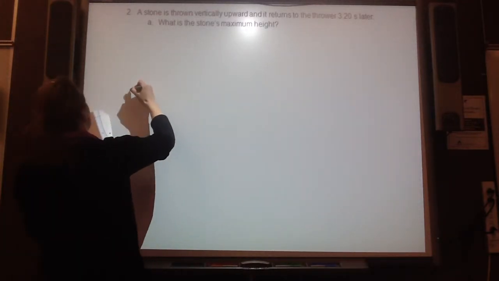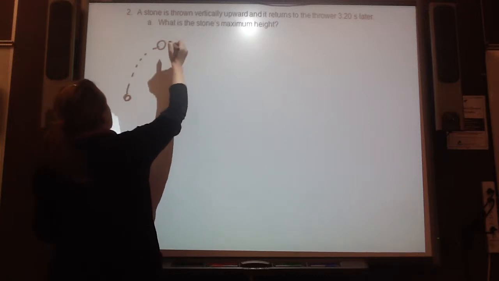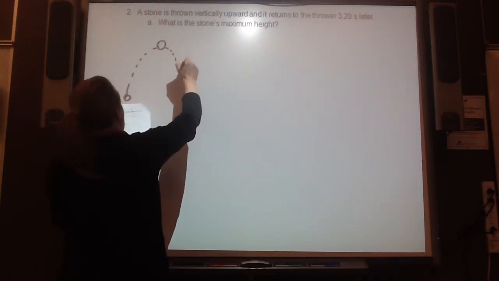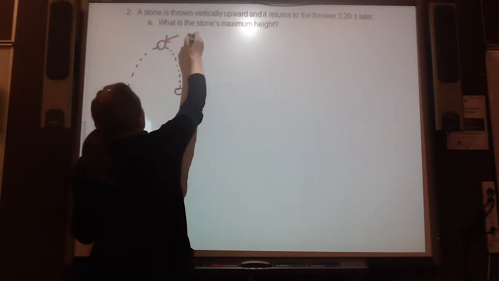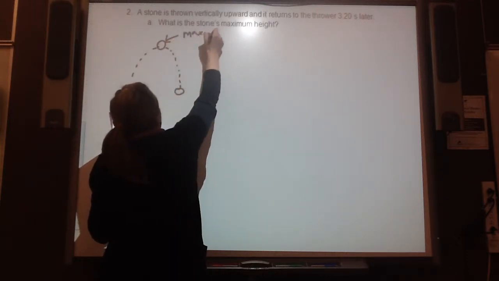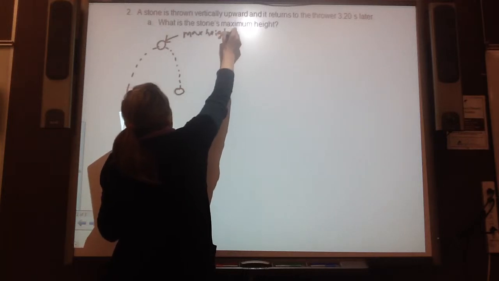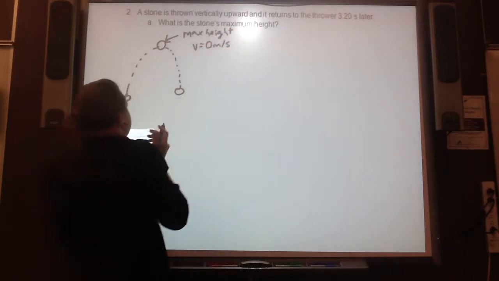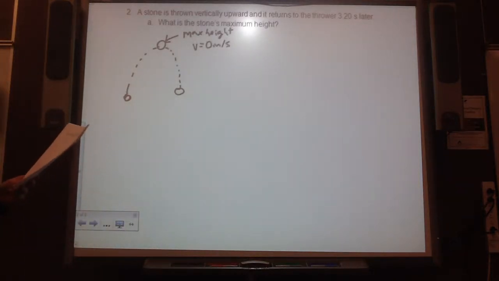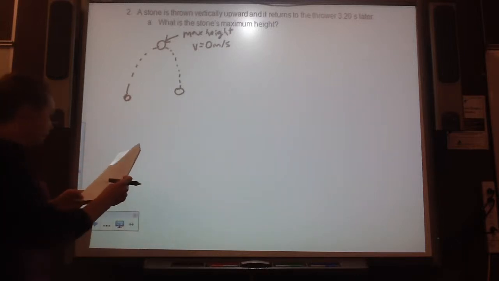So I toss it up, it goes to a maximum height and then falls back down. Right here, this is max height. At maximum height, I know my v is equal to 0 meters per second. I assume that it's going to free fall back down.